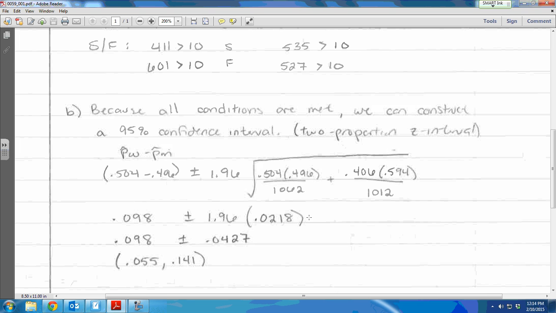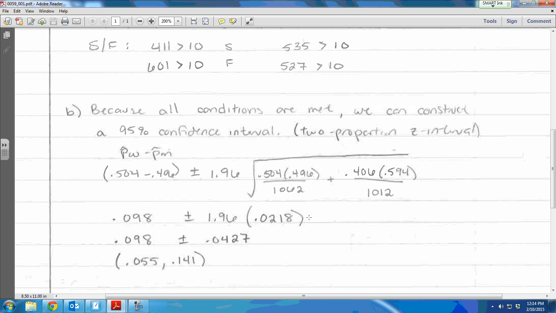So the way I write this is a little bit different than what you're used to. I just want to preface that. Okay? So I say I'm 95% confident the proportion of women diagnosed with arthritis is 5.5 to 14.1% higher than the proportion of men diagnosed with arthritis. That just makes sense.